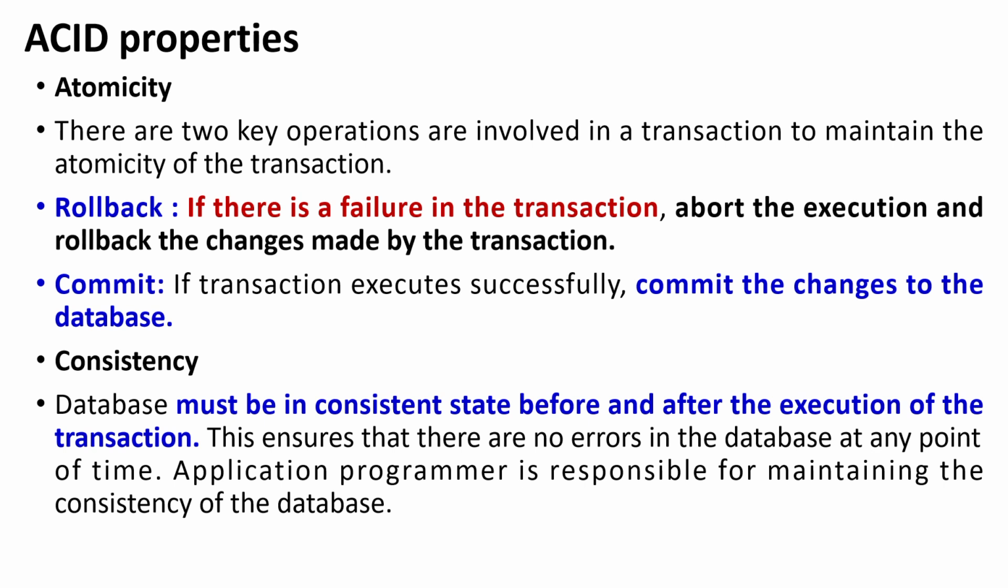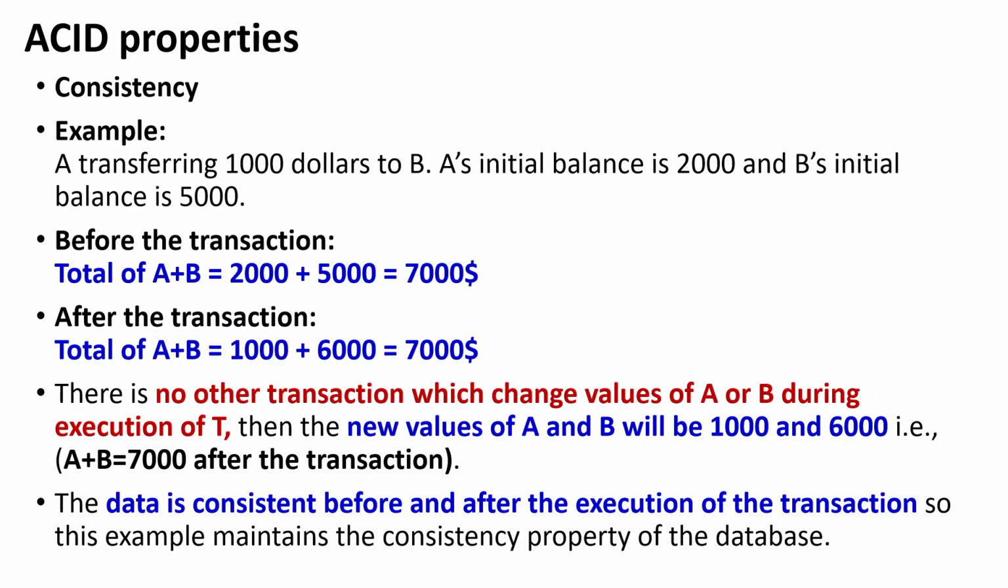Consistency. Database must be in a consistent state before and after the execution of the transaction. For example, if A is transferring $1,000 to B, A's initial balance is 2,000 and B's initial balance is 5,000. Before the transaction the total sum was 7,000, but after the transaction the total sum is still 7,000, which is very logical, right? The total sum of money cannot change. So this is what consistency means. The data is consistent before and after the execution of the transaction.